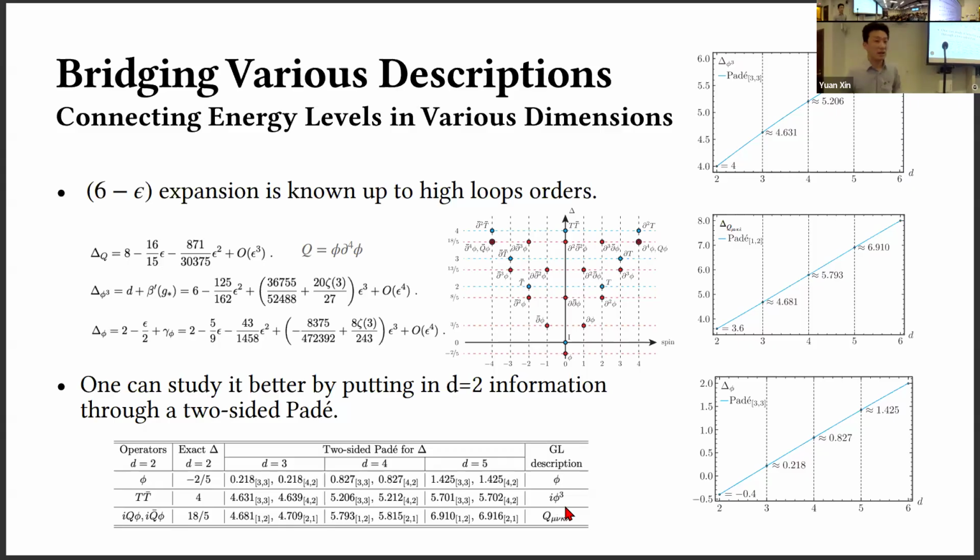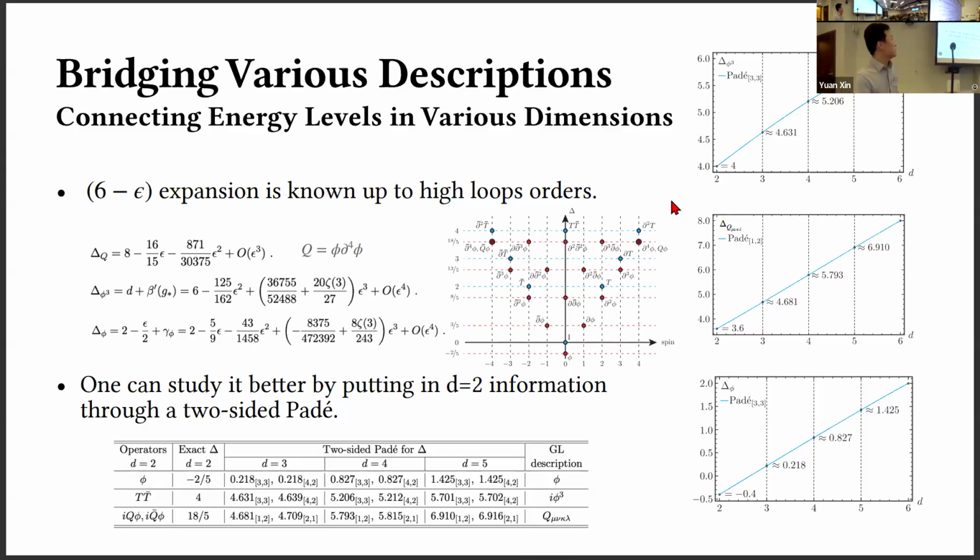So the next leading, or the most relevant irrelevant scalar, is the phi cube operator. And then we also have a spinning one, which is called Q.